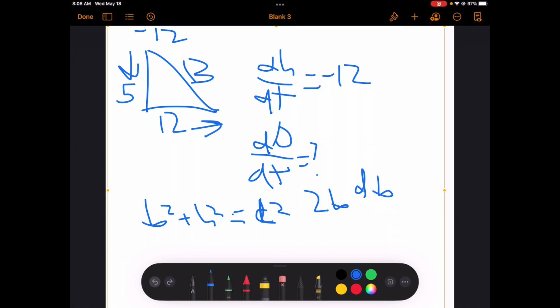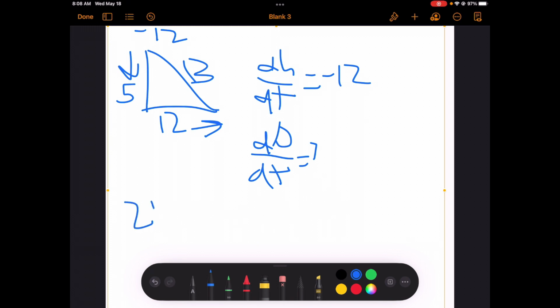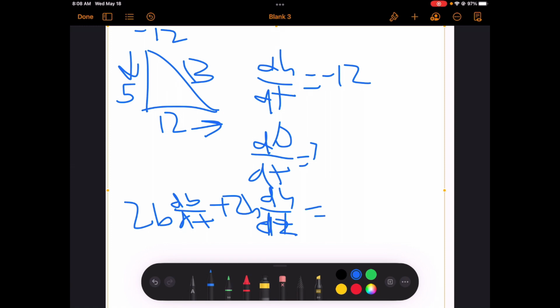I'm going to erase some of this. So, we're going to have 2b db/dt plus 2h dh/dt, and we have dh/dt, so that's going to be easy to just plug in. Oh, whoops, I put in negative 12 instead of dh/dt, but that's what dh/dt is equal to, so that's just something we can plug in, which equals the derivative of the ladder's length squared, so 2L dL/dt.